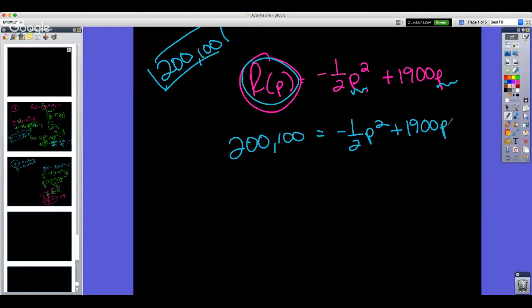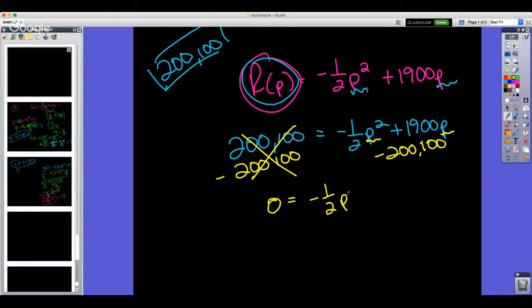Now, what are we trying to solve for in this? What the unit price would be at that price. Good. And so we're really putting it as P, right? Since this is P squared, we're going to subtract this 200,100 on both sides to where we set it equal to 0. And we're going to solve for the unit price P utilizing this equation, all right? So we're just going to solve this.